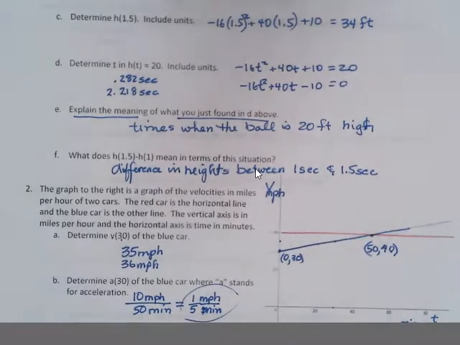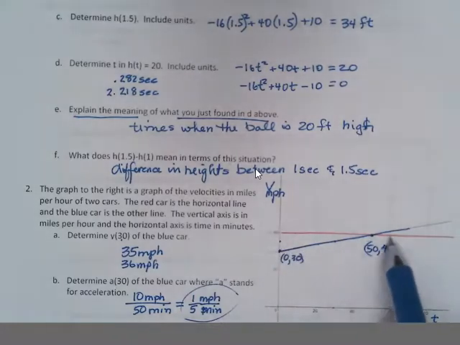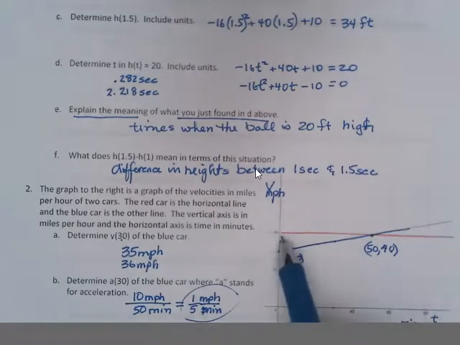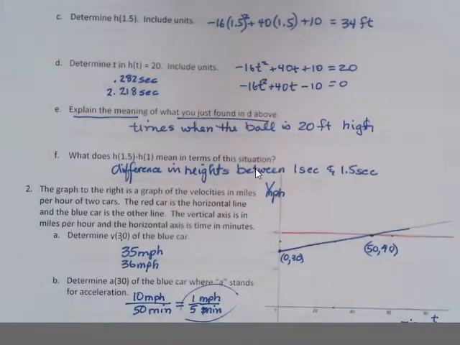This says determine D. The D stands for distance. The distance the red car has gone in 30 minutes. Again, that's the time. Well, the red car is going 40 miles per hour always. So in 1 hour, in 60 minutes, it would go 40 miles. In 30 minutes it would go half of that, 20 miles. Okay?